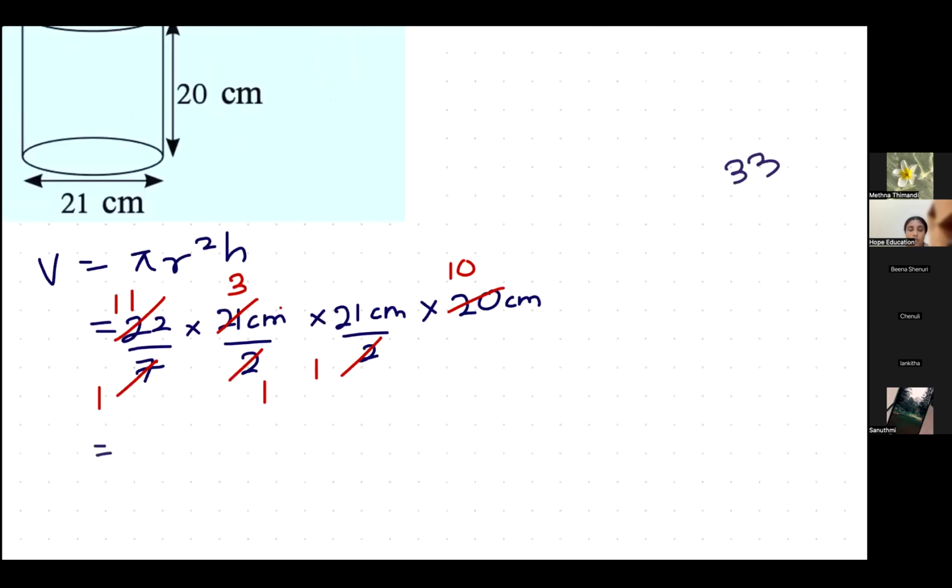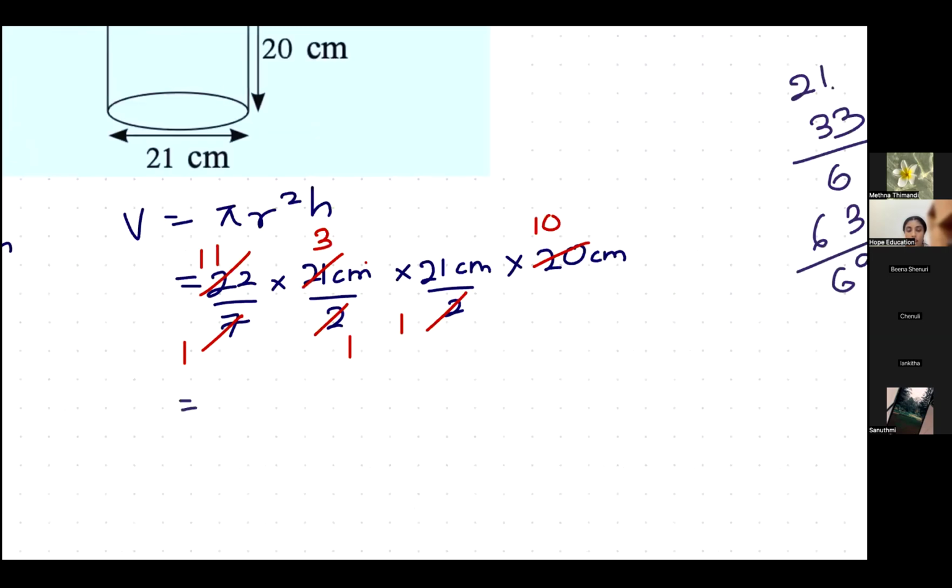33 has to be multiplied by 21. So 3 times 1 is 3. 3 times 2 is 6. 3 times 1 is 3. 3 times 2 is 6. So 3. 6 plus 3 is 9. Then 6. Multiplied by 10 is 6,930 cubic centimeters. If the unit is wrong, you don't get marks, even if your answer is correct.